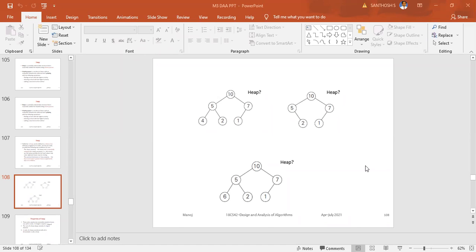Can you tell me whether figure 1 is a heap or not? Yes, the answer: figure 1 is a heap. Okay, good, it is a heap. Now come to the second diagram.